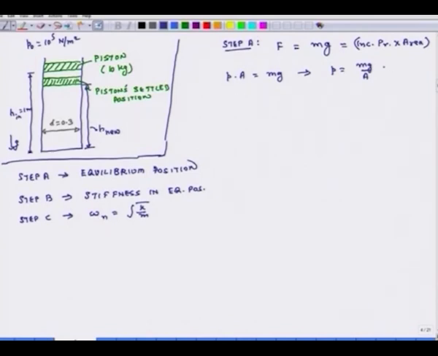That is equal to 10 times 9.81 divided by pi d square over 4, where d is equal to 0.3 meters. And thus, what I find is my incremental pressure is equal to 1388 newtons per meter square. So, now I know the pressure in this settled position, and now I want to know the value of h new, because that is my equilibrium position.